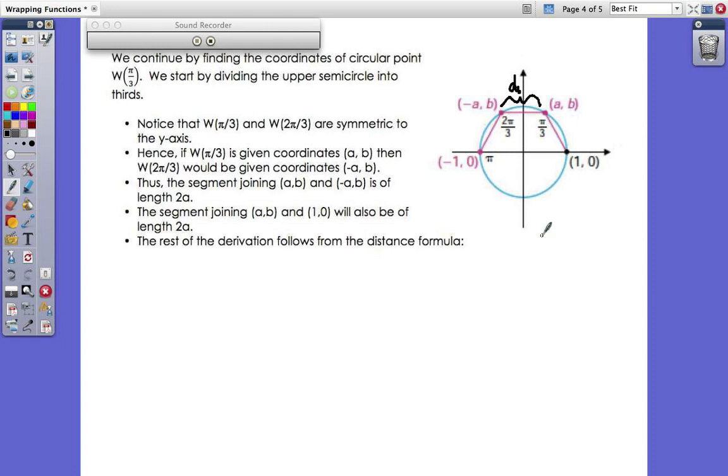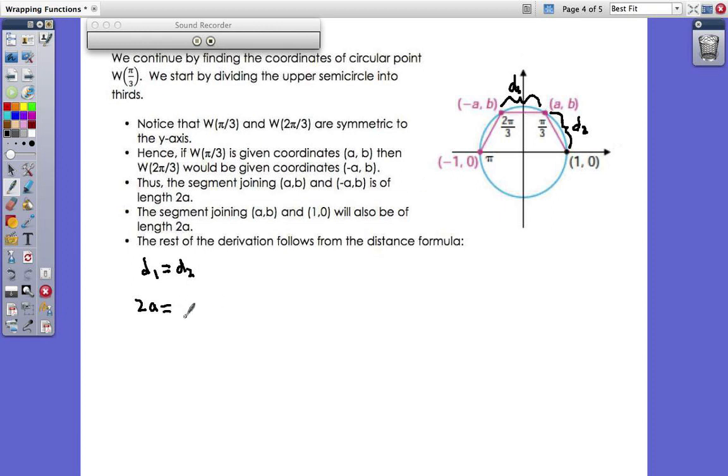Likewise, the segment joining (a, b) and (1, 0) will also have to have a distance of 2a, and I'll call that one for right now d2. So those distances have to be equal, and the rest of the derivation is going to fall in line from the distance formula. So d1 equals d2 is where it'll start. d1 I know to be 2a. You can just see that because we're moving horizontally from negative a to positive a.